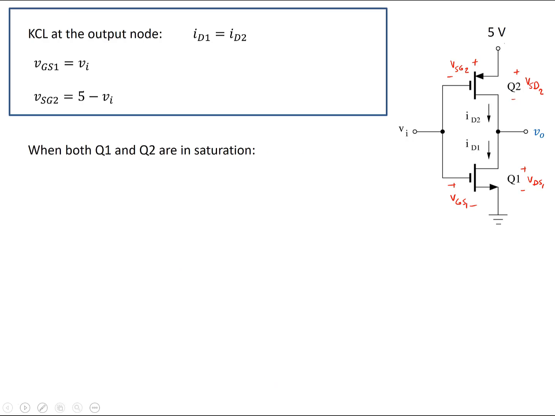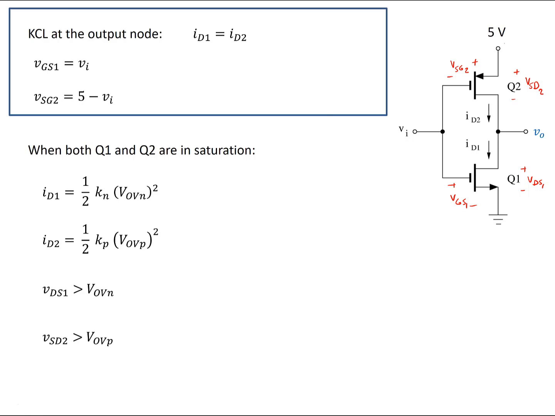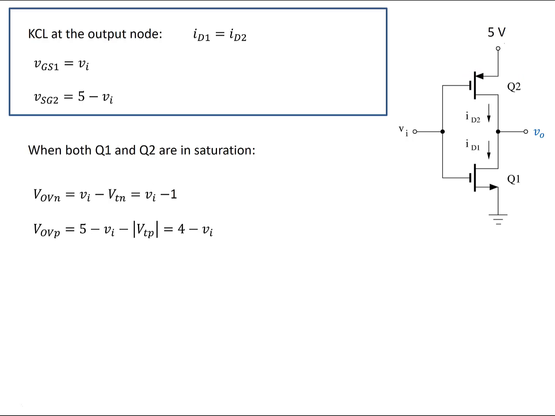Moving on, we want to study the case of both transistors operating in the saturation region. Here are the drain current equations for MOSFETs operating in the saturation region, and the condition of the drain source voltage for both PMOS and NMOS when they are operating in the saturation region. V overdrive of NMOS is VGS minus V threshold of NMOS, and that's equal to VI minus 1 volt. V overdrive of PMOS equals VSG of PMOS minus the absolute value of V threshold for PMOS, and that is equal to 4 minus VI.